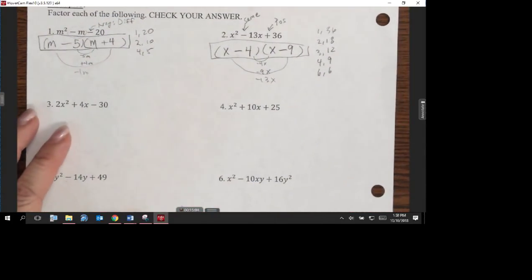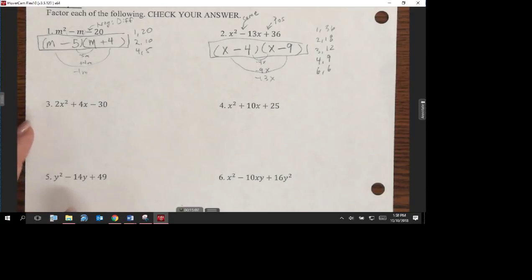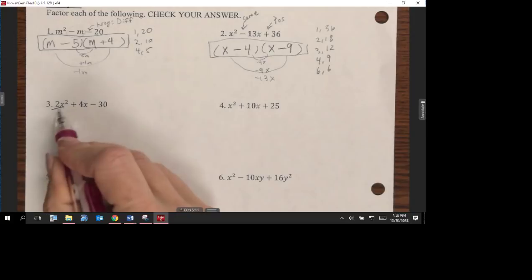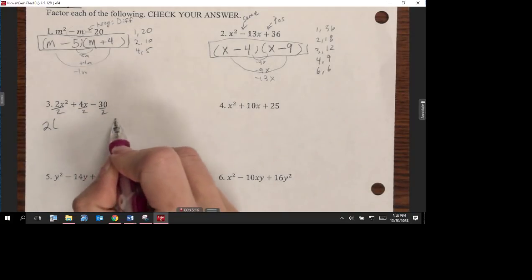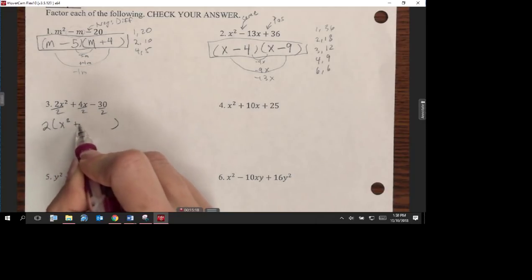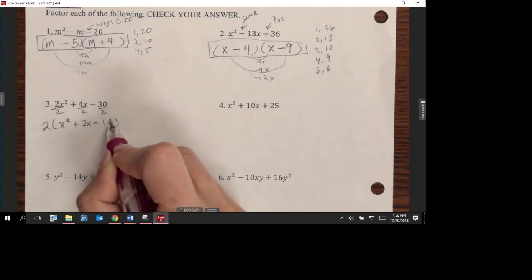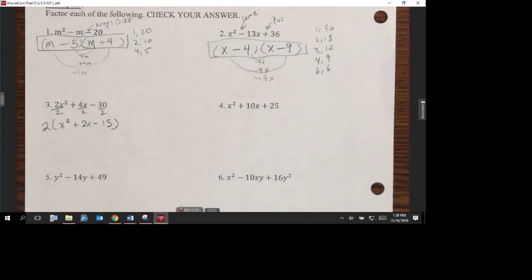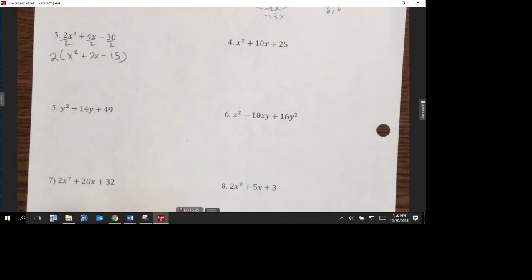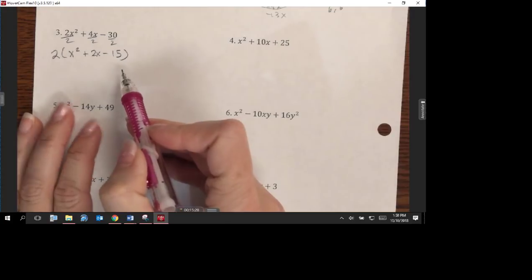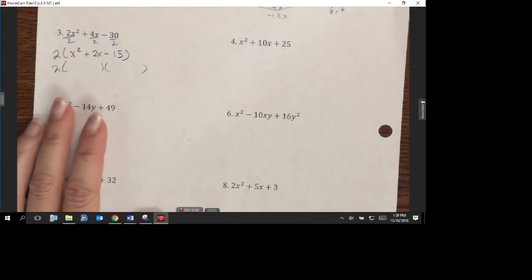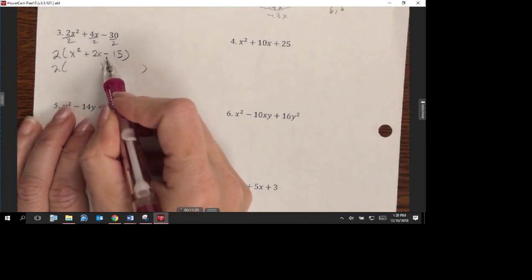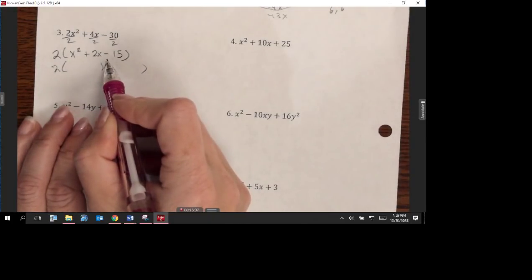Number 3. What do we do first? Is there a GCF? There is. We take out that 2. What's left is a trinomial. So we're going to break it down to 2 binomials. This last sign is a minus. What does that tell me?